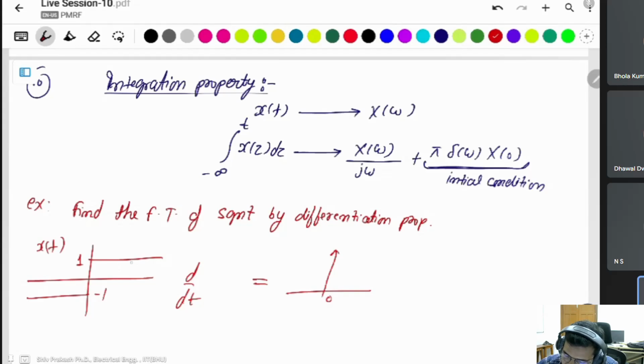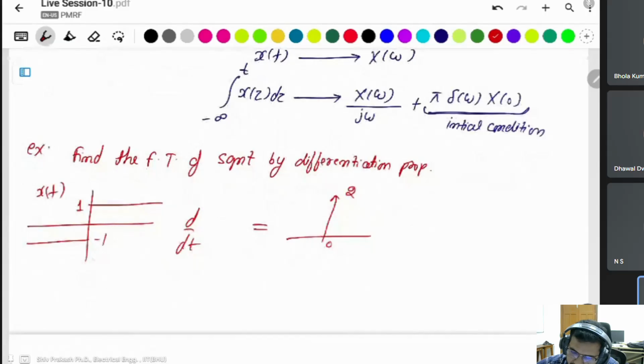Here is the constant function, this will be 0, differentiation of a constant is 0. Here is the change. Then what is the value of the change? 1 to minus 1, minus 1 minus (minus of 1), it will be 2. This will be written as 2 delta t. It means the differentiation d/dt of x(t) will be 2 delta t.